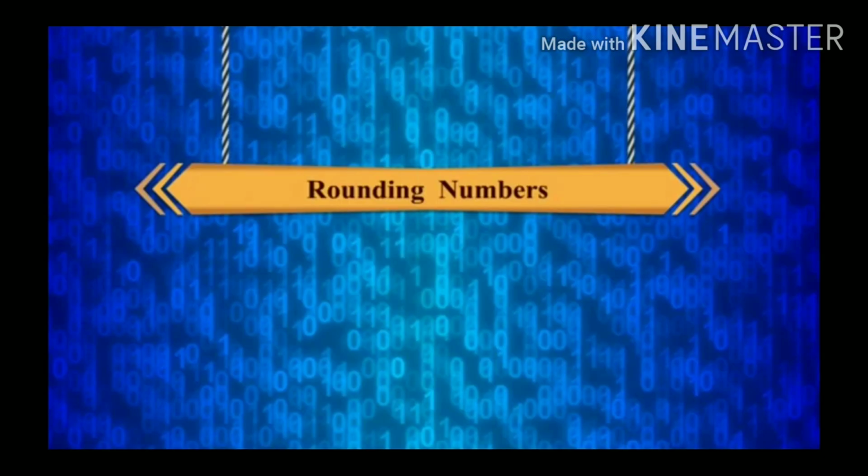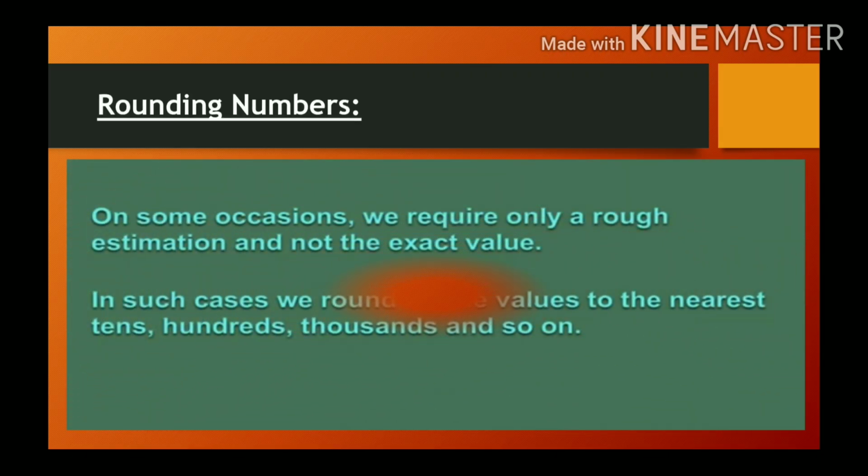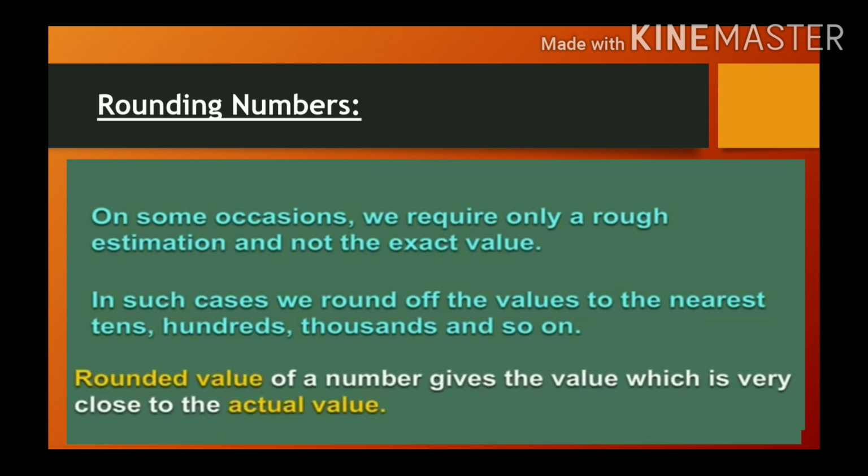So first of all, we should know about rounding numbers. On some occasions, we require only a rough estimation and not the exact value. In such cases, we round off the values to the nearest tens, hundreds, thousands, and so on. So, rounded values of a number give a value which is very close to the actual value.